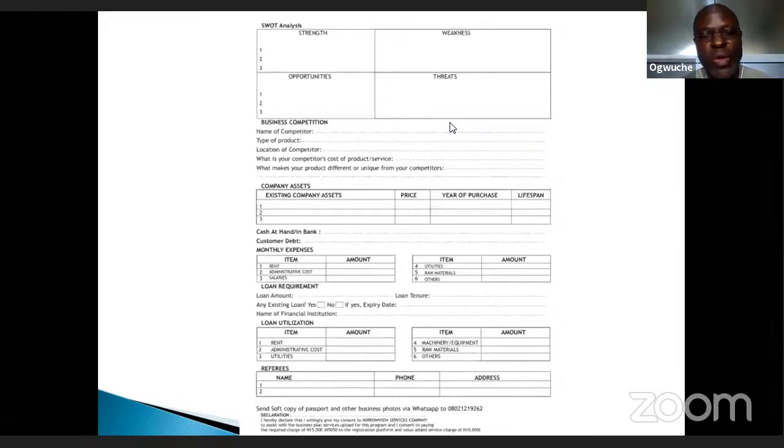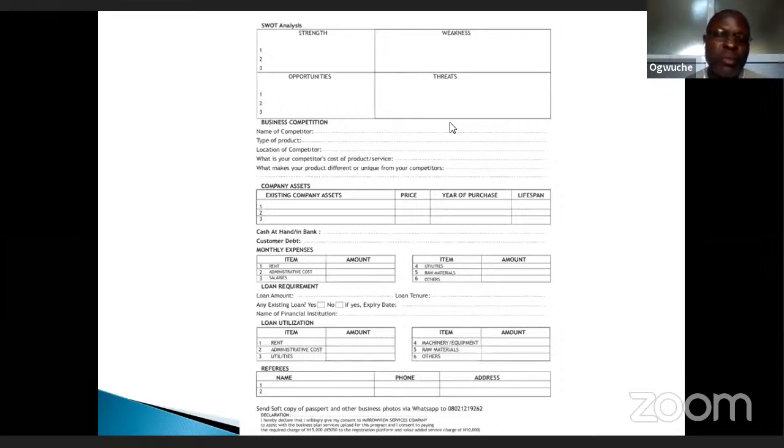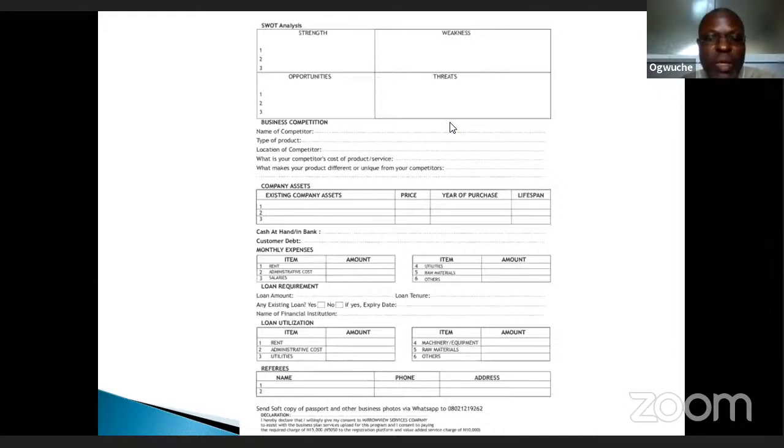But even if you don't have an existing company and you are just an individual who wants to start a business, we will still advise that you indicate what your assets are. Your assets could include anything that's personal to you. Even if it's a car, you have a car, of course, that becomes part of your company assets. You indicate the price, the year of purchase, and then the projected lifespan of that asset. Okay. Cash at hand in bank, I will leave that one out. Customer, we will leave that one out.